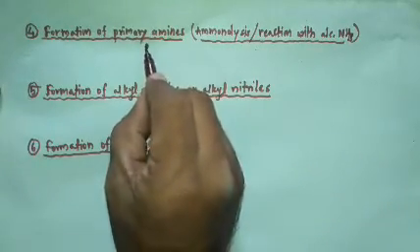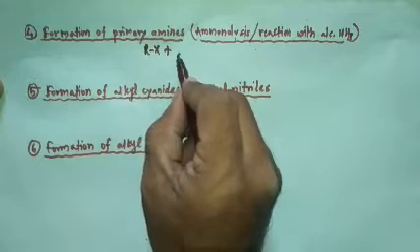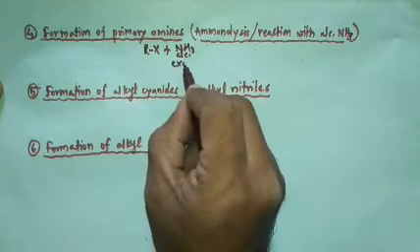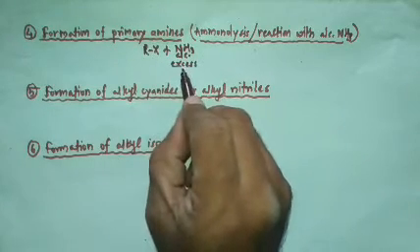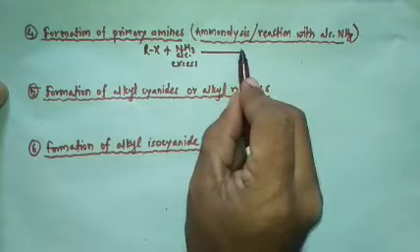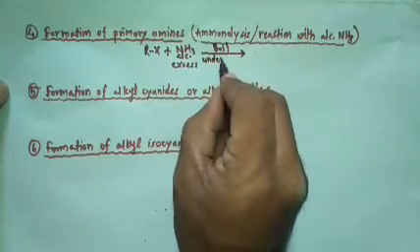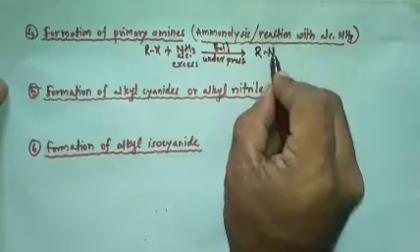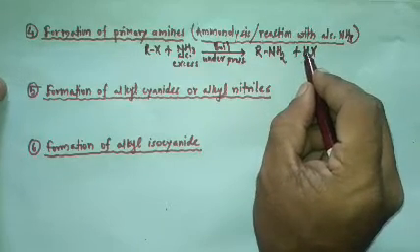So when alkyl halide is reacted with excess of alcoholic ammonia, so this alcoholic ammonia is taken in excess, and when the reaction mixture is boiled under pressure, then there will be the formation of primary amines, that is RNH2, and the byproduct formed is HX, that is hydrogen halide.